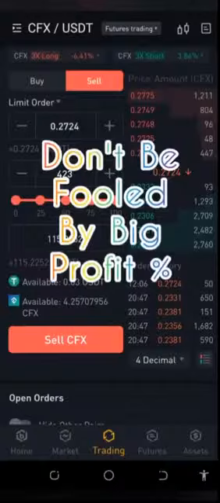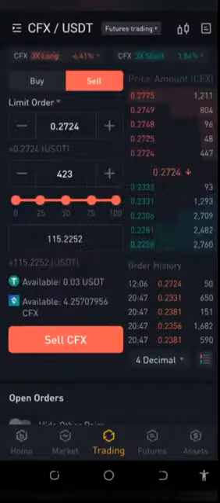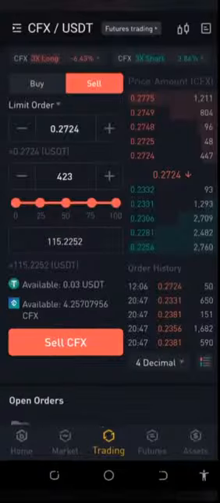Don't be fooled by big amounts. Don't be fooled by signals that are promising you 15%, 20%, 10%, because this is what's going to happen. The actual details, you'll miss out on them, just like I missed out on all these details right now. I was so excited because I felt, oh, this was going to work.